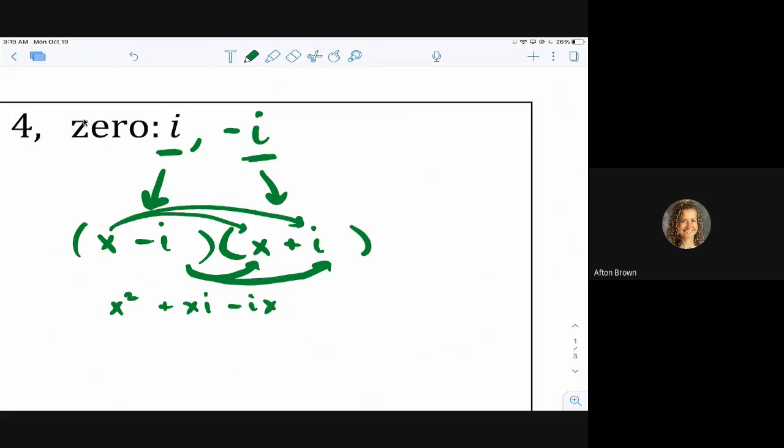What's i times i? i to what power? Squared. Squared, i squared, thank you, Lyndon. Then you have a negative times a positive, so it's a negative i squared.